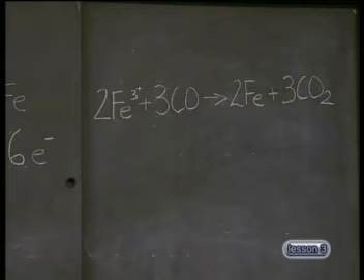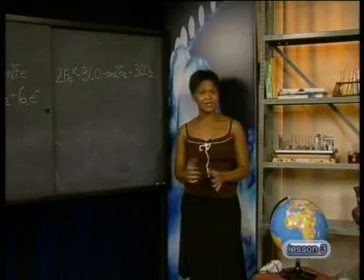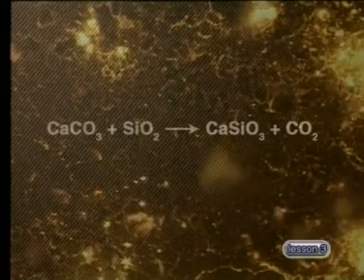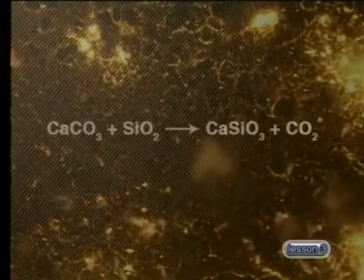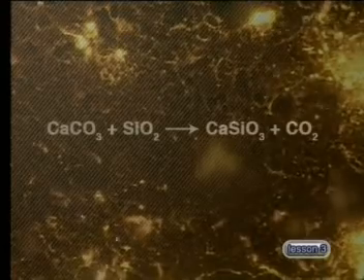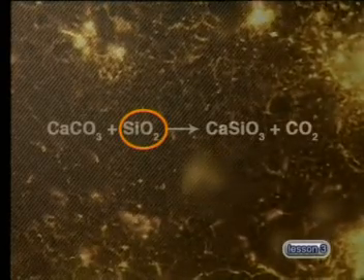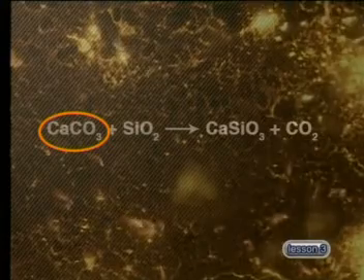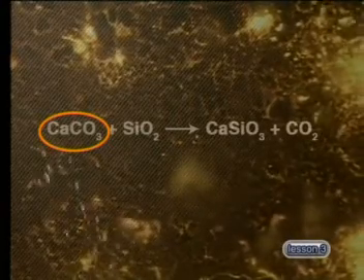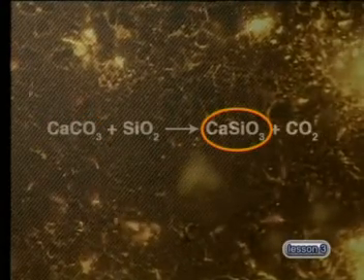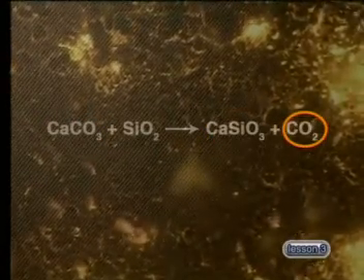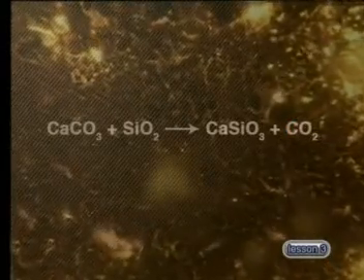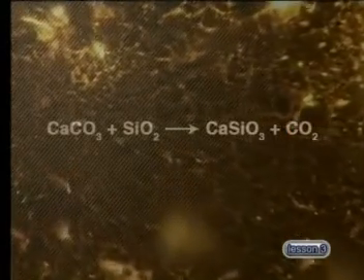But this is not the only reaction taking place in the blast furnace. The original iron ore also contains mineral impurities such as silica, containing silicon dioxide. Silicon dioxide reacts with calcium carbonate to form a molten slag of calcium silicon oxide and carbon dioxide. The molten slag is less dense than the molten iron.